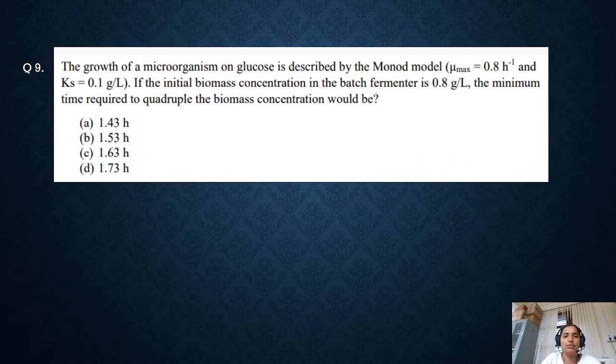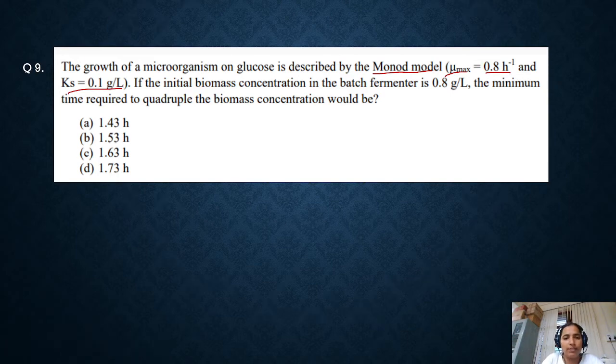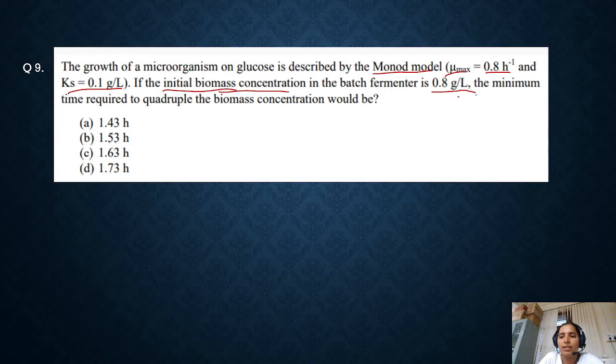So this is the ninth question. Let's read the question. The growth of a microorganism on glucose is described by the Monod model, in which they have given mu max equal to 0.8 per hour and Ks equal to 0.1. If the initial biomass concentration in the batch fermenter is 0.2 gram per liter, so this is really important that they have given the initial biomass concentration, then the minimum time required to quadruple the biomass concentration would be.